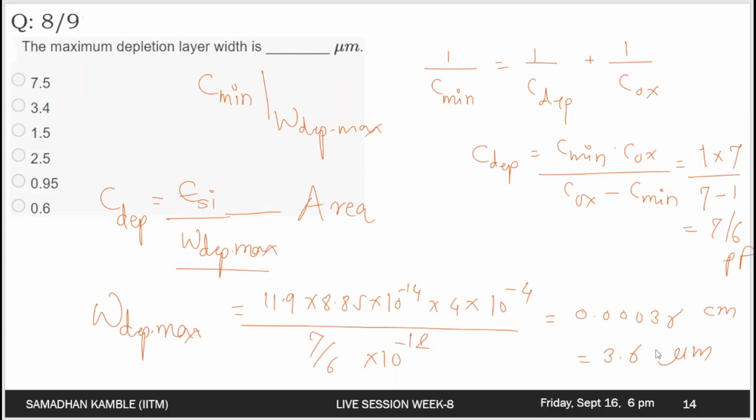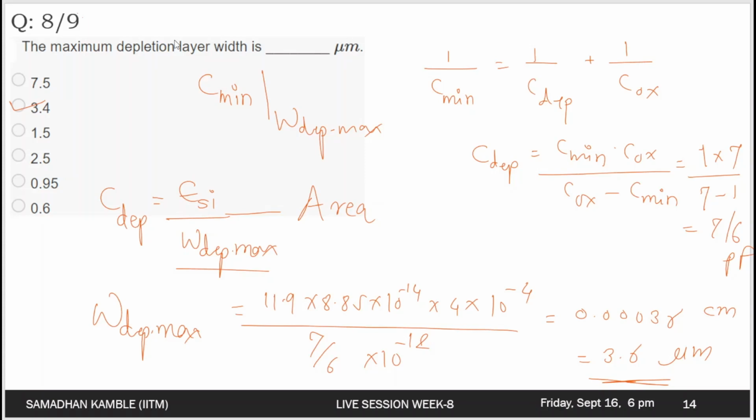So the closest answer we can pick here is 3.4. So the maximum depletion layer width is 3.4 micrometers.